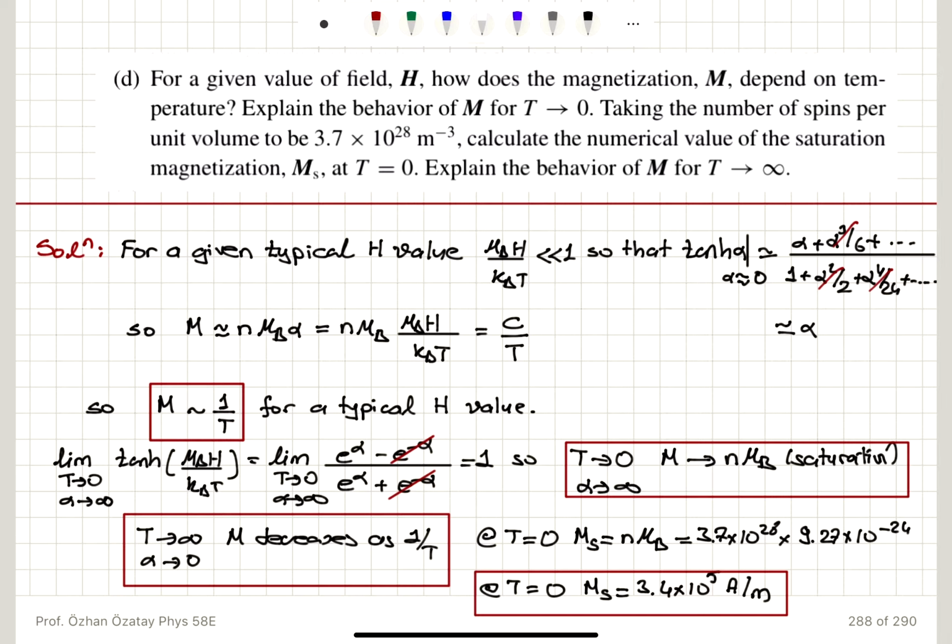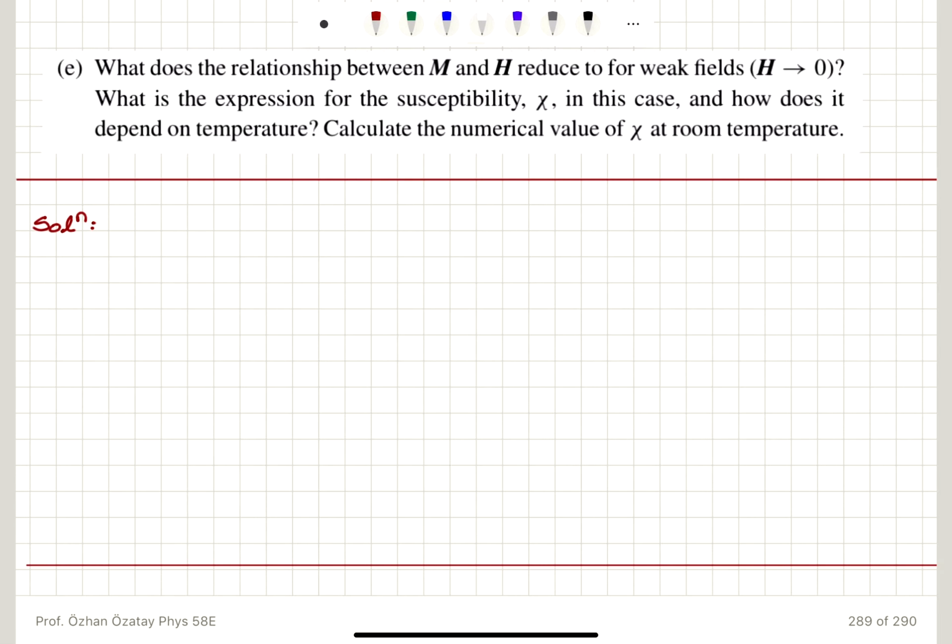Okay, so this basically answers all the questions. We know the behavior as T goes to 0, the numerical value of saturation at T equal to 0, the behavior as T goes to infinity, and its dependence on temperature. Now, part E. What does the relationship between M and H reduce to for weak fields, H goes to 0? What is the expression for the susceptibility in this case, and how does it depend on temperature? Calculate the numerical value of chi at room temperature.